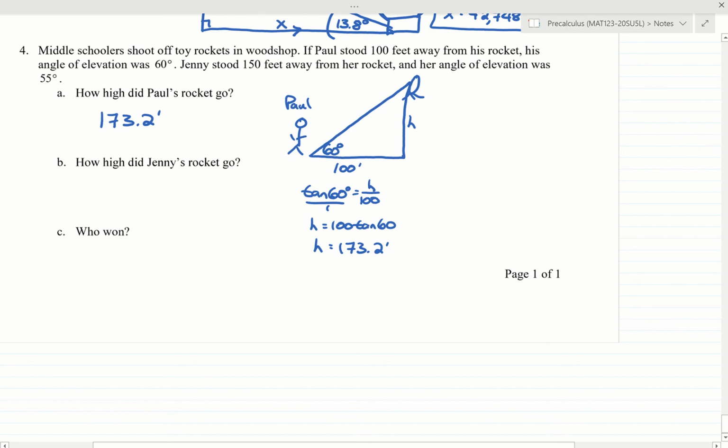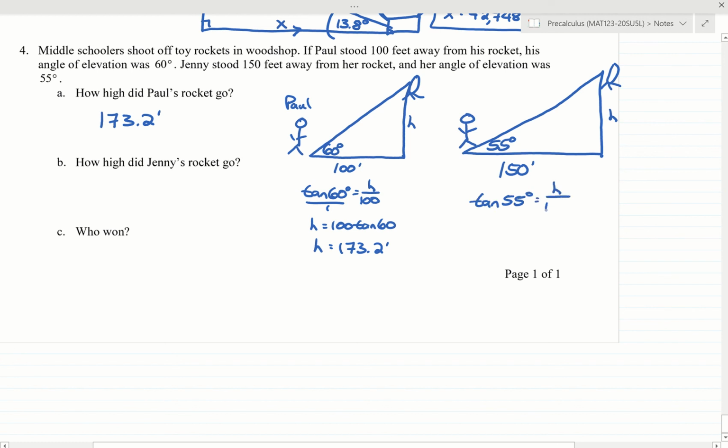Now let's see Jenny. Jenny stood 150 feet away, so she's a little bit more careful than Paul is. Her rocket goes up. Here's her rocket. And her angle of elevation was 55 degrees. So how high did her rocket go? Well, same idea. The tangent of 55 degrees is equal to the height over 150. If we cross multiply here, we get the height is equal to 150 times the tangent of 55, which is 214.2 feet. So it looks like Jenny won. All right, so those are some applications with right triangles.